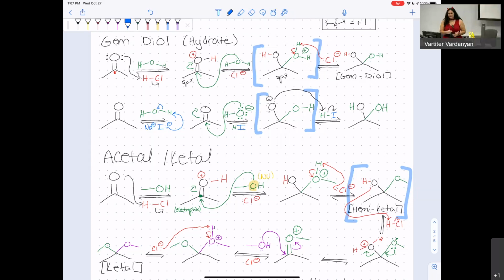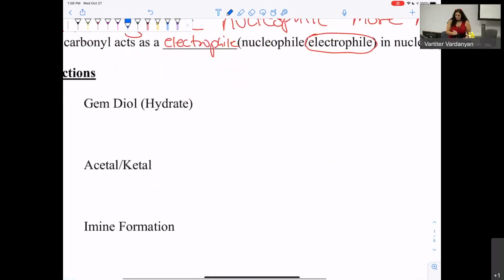So in the gem-diol reaction, we could either use an aldehyde or we could use a ketone, and then we could use acid catalyst or base catalyst. And this is the mechanism, but I'm gonna go ahead and zoom in just a tad. And we are going to go up here, and we're gonna do kind of like a summary, right? So if we have a ketone and H2O and acid or base, we're gonna form a gem-diol.